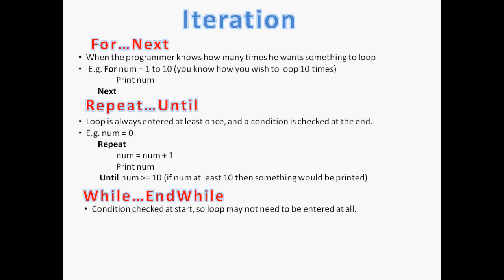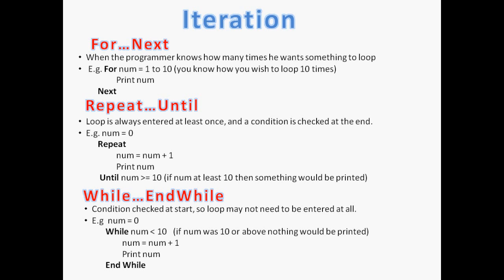As it is checked at the start, in some situations the loop may not be entered at all, unlike a repeat until loop where it is always entered at least once. The example this time will still print the numbers 1 to 10, as although it checks it is less than 10 at the start, if it is 9 at the start, then the loop will be run, and 1 will be added to 9, making 10, and then it is printed. Again, this loop wouldn't really be used for this.